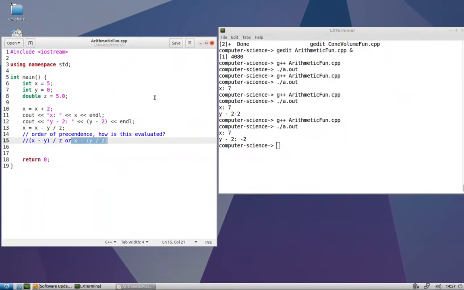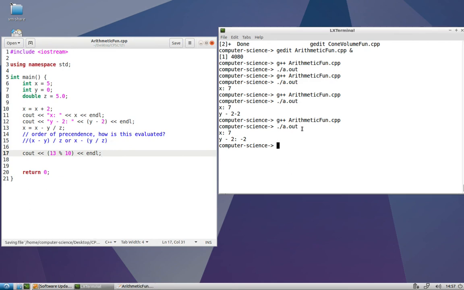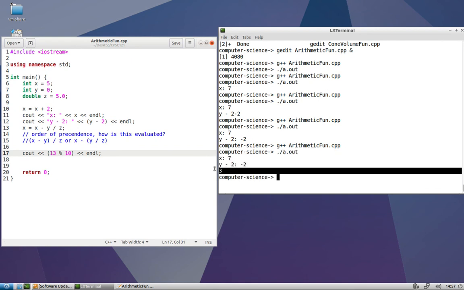So let's quickly code up a little bit related to doing some integer division. So let's do, how about, 13 mod 10? See if you can guess what this will be. 3, 10 goes into 13 evenly 1 time.